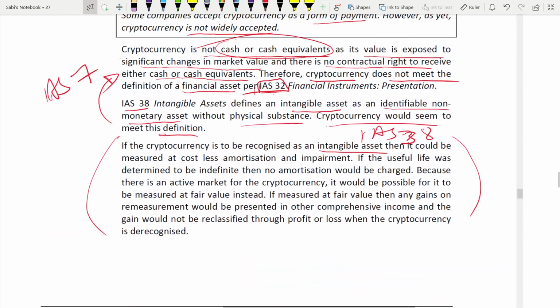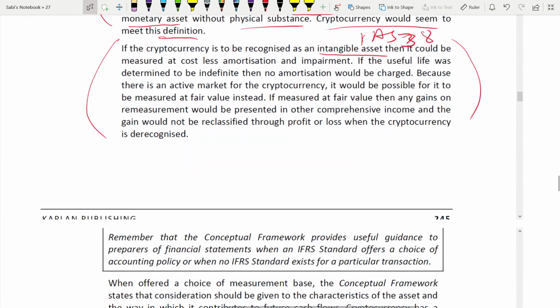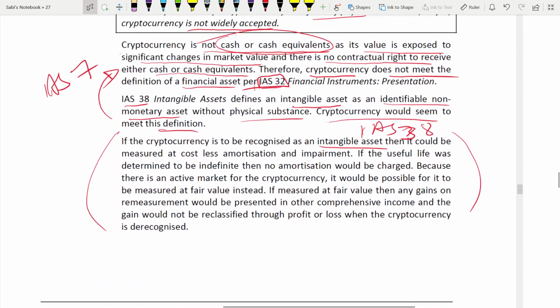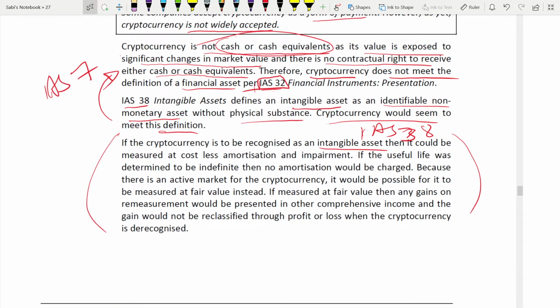And also you have to talk about where the profit and loss will go. So for that we have this many paragraphs. Two extra paragraphs are for that. If the cryptocurrency is to be recognized as an intangible asset, then it could be measured at this. Because intangible assets, what do we measure them at? Cost less amortization and impairment. We have to deduct amortization and impairment.